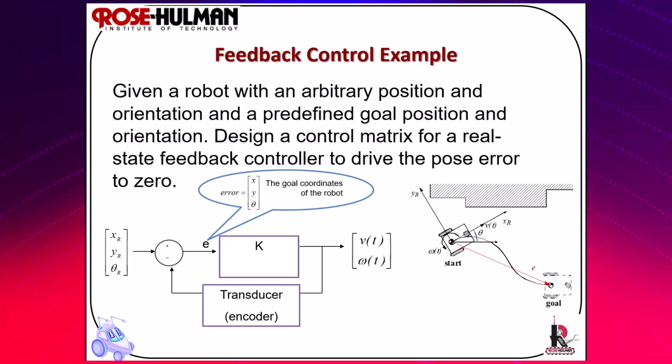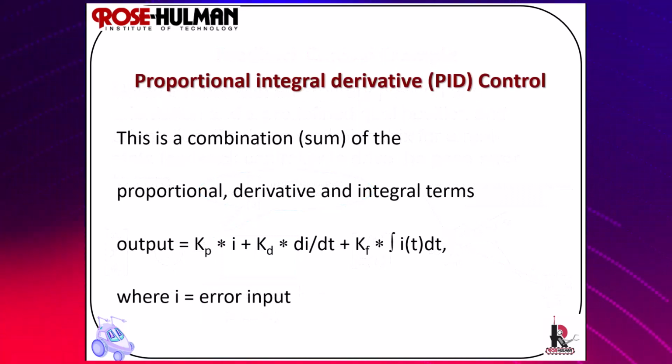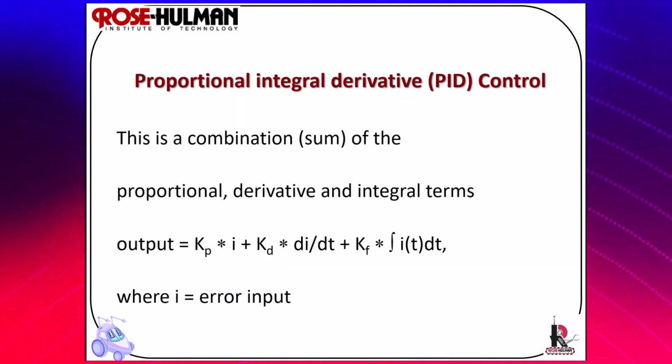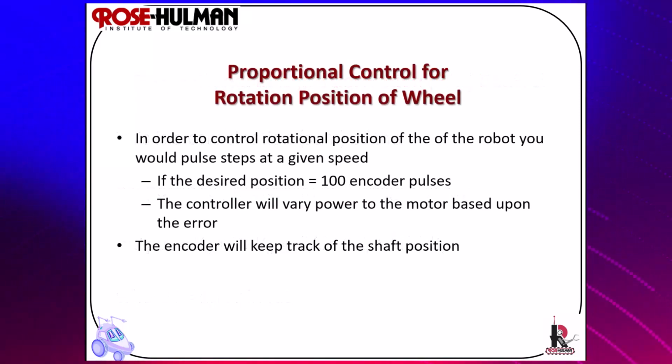So the first way you could do this is with PID control, where you have Kp times I plus Kd times dI/dt plus Kf times the integral of I, where I is the error input in terms of the value, the change in the error, or the accumulated, or the integral, of the error. So let's say we start with just proportional control.